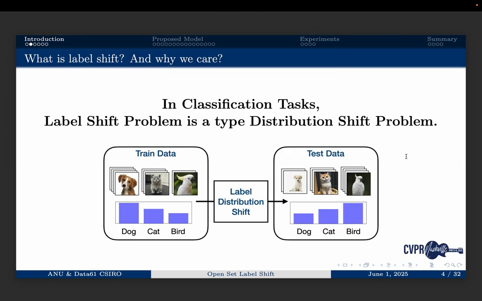To begin with, I would like to give you a brief introduction about the label shift problem. What is label shift and why do we care?